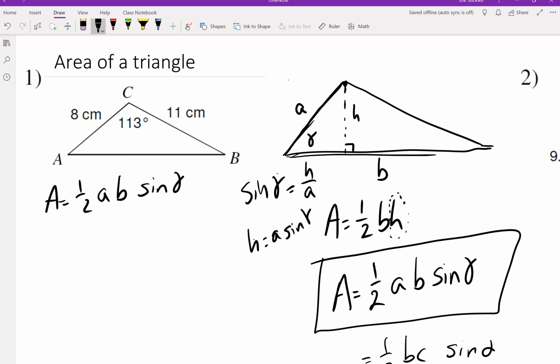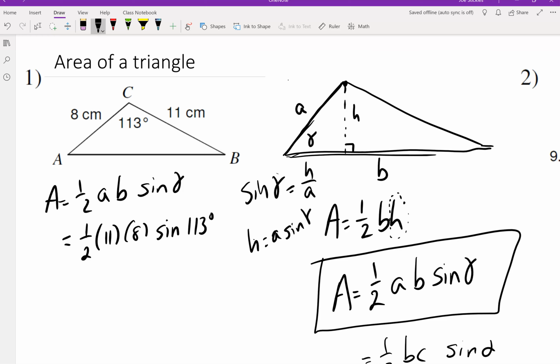But again, I'm not as worried about the actual letters that are in the formula as opposed to knowing that you need two sides and the included angle. It can't be an opposite angle. It has to be an included angle, right? It has to be the one that's in between the two sides. Okay. Exactly the setup we have here, though. A is 11. B is 8. And the gamma is 113.